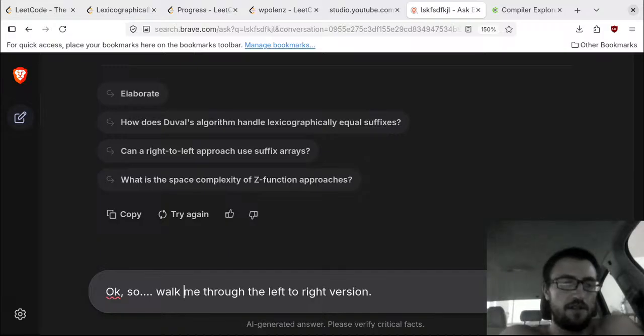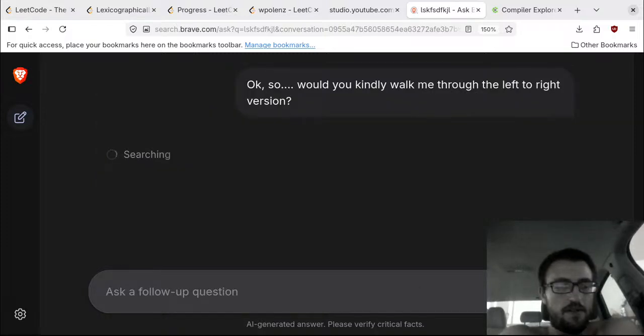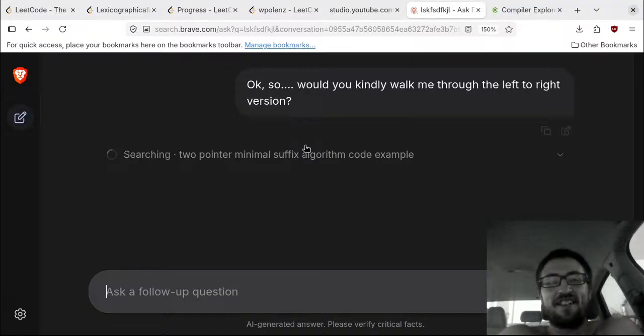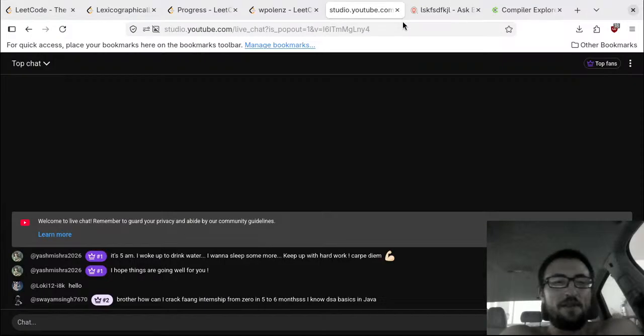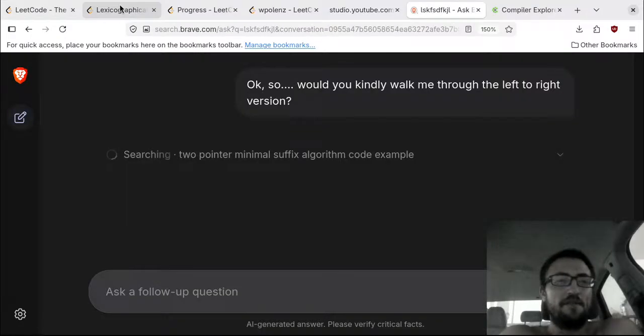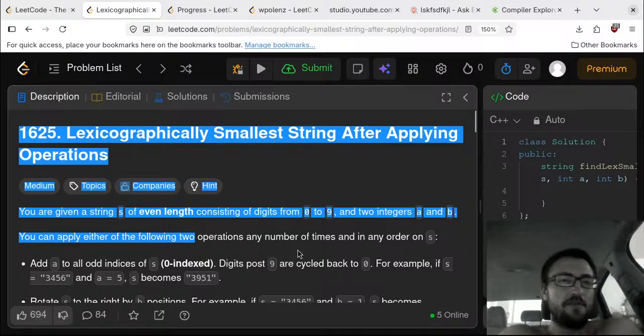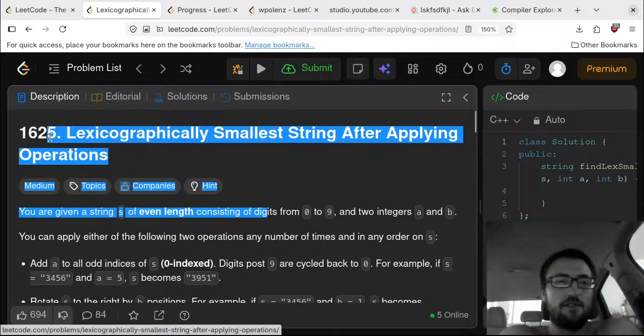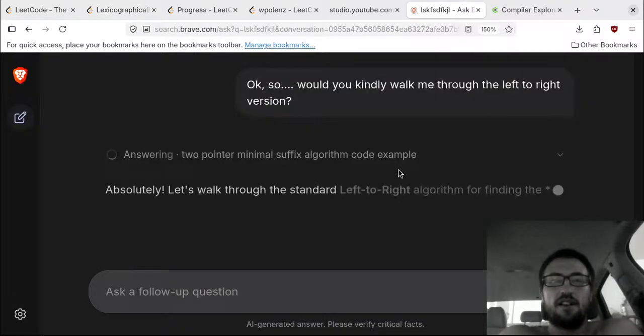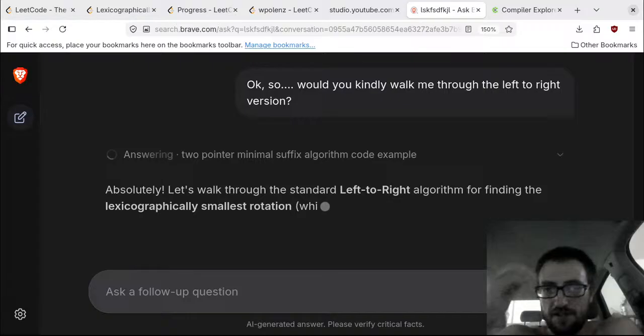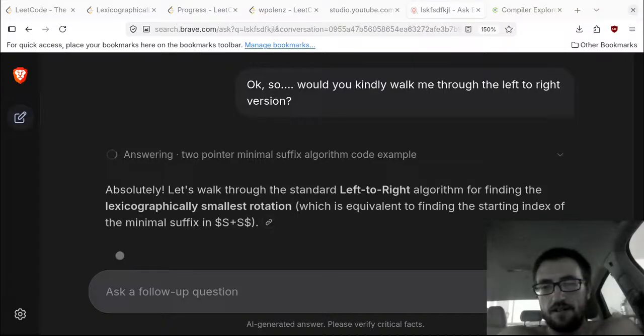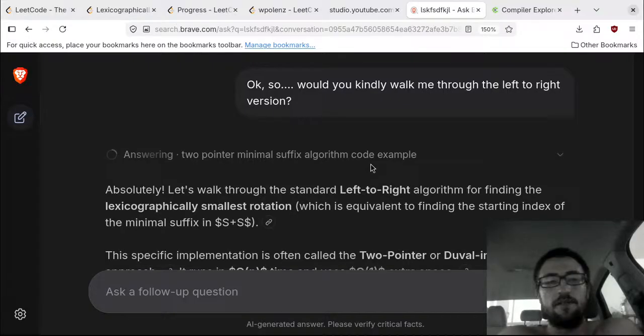Would you kindly? You can kind of see why I didn't want to do this problem. It's pretty involved. This is the question we're working on, for those of you wondering what we're looking at here. Let me see how much time I spent on this so far. I think approaching 2 hours.